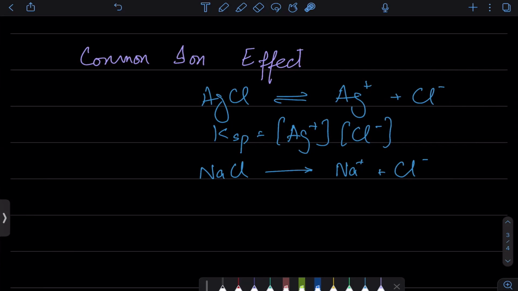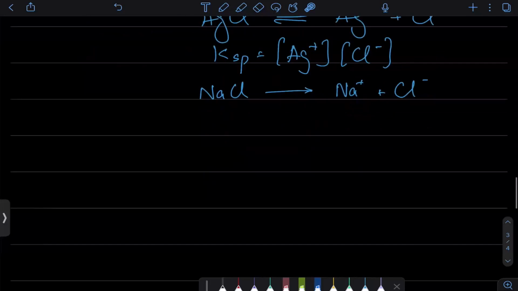Okay? So this is a pretty straightforward situation: the substance that is more soluble makes the one with lower solubility further insoluble because of the common ion effect. Now, let me try a question.